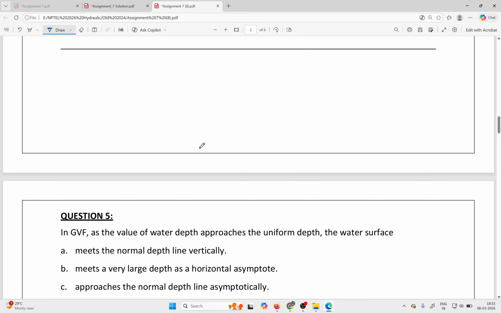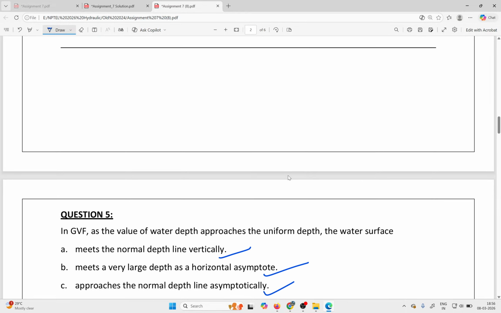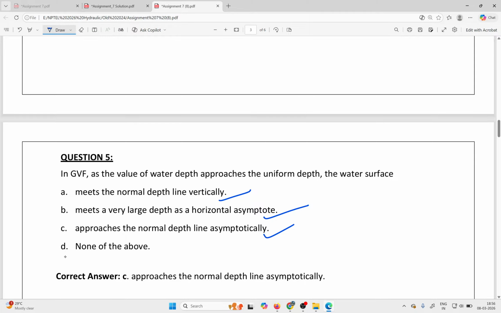Okay, so next one, the GVF. In GVF, as the value of water depth approaches the uniform depth, the water surface meets the normal depth line, remember this is a very interesting question, approaching it asymptotically, and none of this.